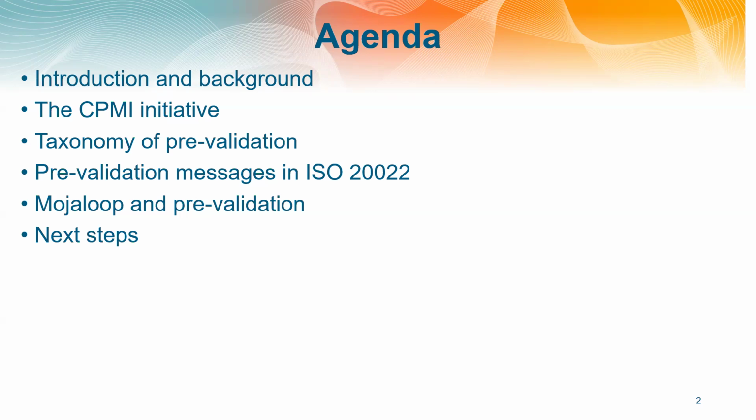to try and propose a taxonomy of different types of pre-validation to help orient us in our discussion. I want to talk about how pre-validation messages, or indeed the taxonomy of pre-validation, maps onto the ISO 20022 standard, because that's also an area where there are quite a lot of changes going on, not all of which have yet made their way through to the standard, but you can expect that they will be in the future. Then I want to talk a bit about Mojaloop and pre-validation, and finally talk a bit about next steps.